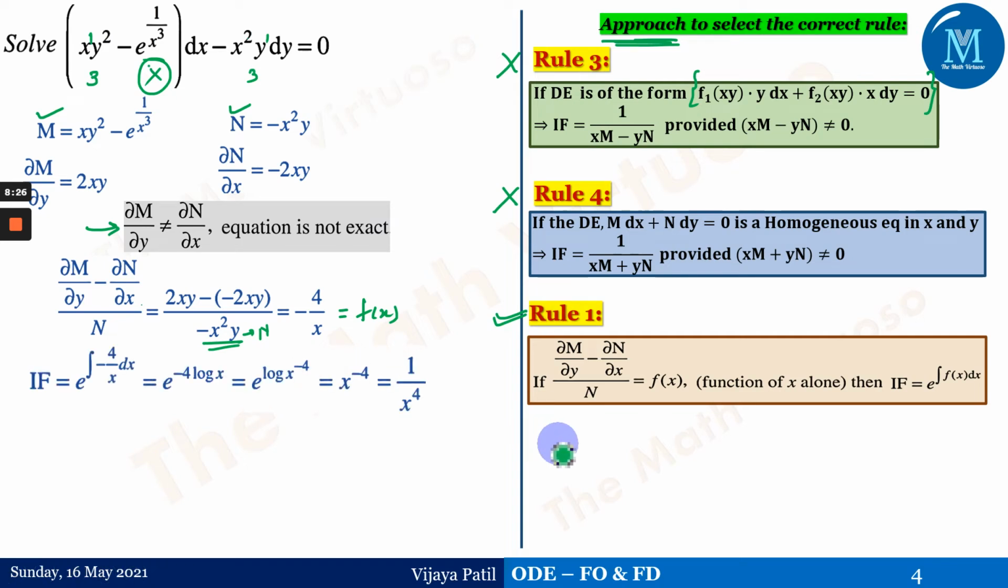If it is applicable, we will not go and check rule number 2. It is not possible also to go and check rule number 4. There are other rules also present here, but we will be discussing rules 1 to 4 over here.